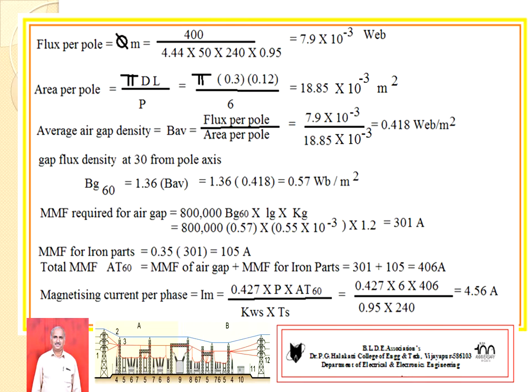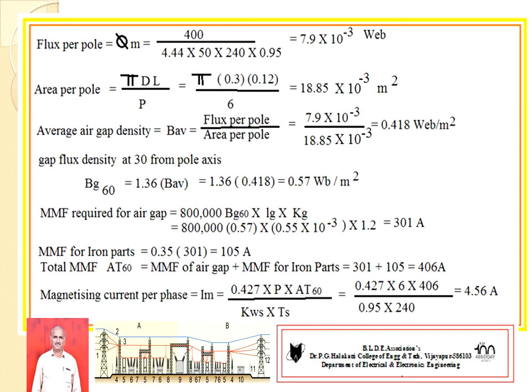Therefore, you calculate MMF for iron parts. MMF for iron parts, how much is given? This is 35% of MMF of air gap. So we are going to get this value as 105 AT. What is the total MMF? It is equal to 5 parts: MMF of air gap, MMF of stator teeth, MMF of stator core, MMF of rotor teeth, MMF of rotor core. It is general expression.